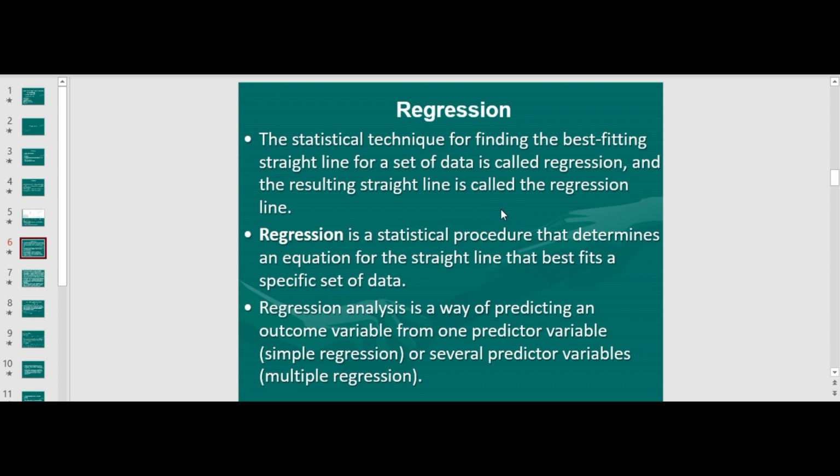This straight line is extremely useful for describing the relationship between the two variables. So regression, which provides us the standardized method for determining the best fitting straight line, is very useful for finding the best fitting straight line.